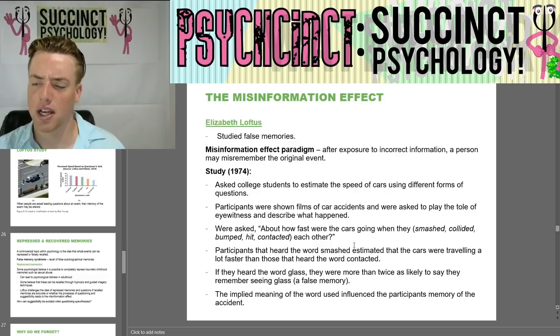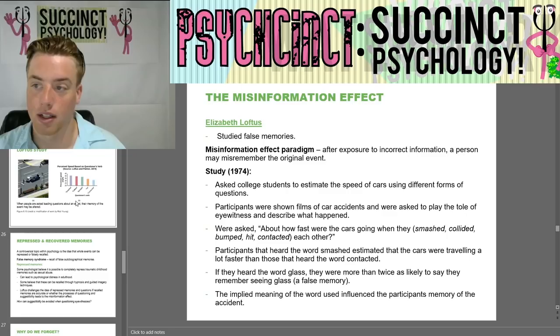Participants that heard the word smashed estimated that the cars were traveling a lot faster than those that heard the word contacted. If they heard the word smashed, they were more than twice as likely to say they remembered seeing broken glass, which is a false memory. The implied meaning of the word used influenced the participants' memory of the accident. Just using the word smashed influenced their memory of it.